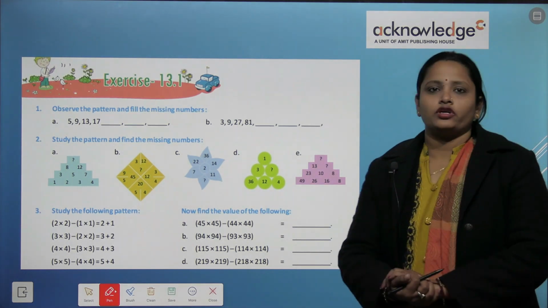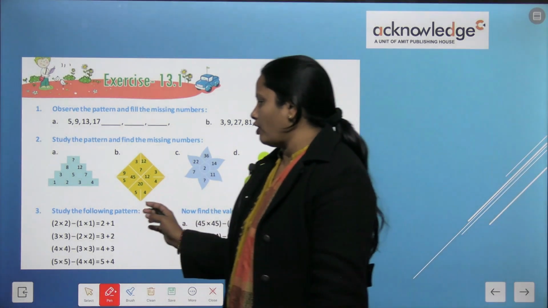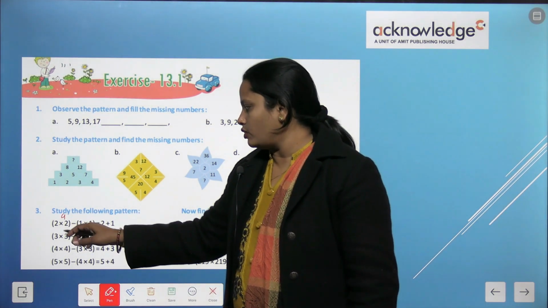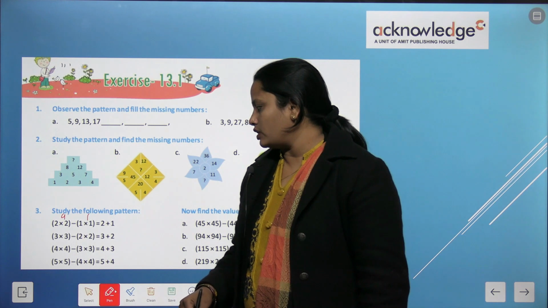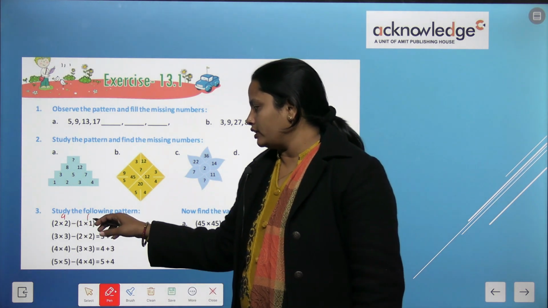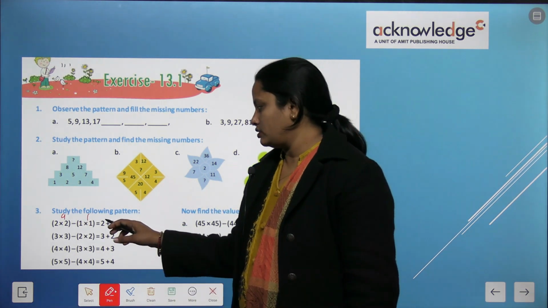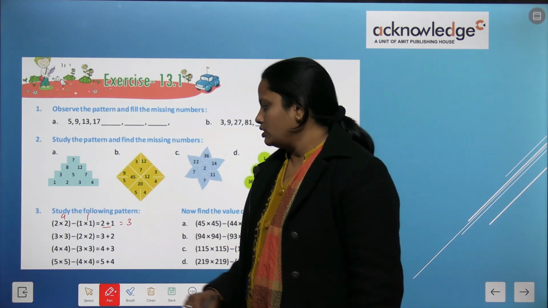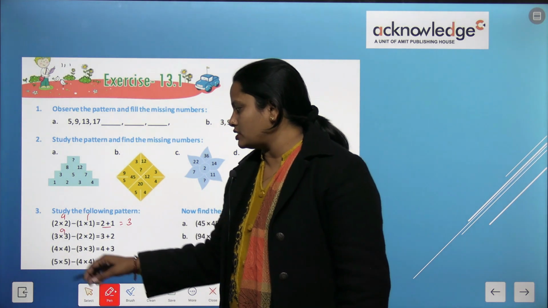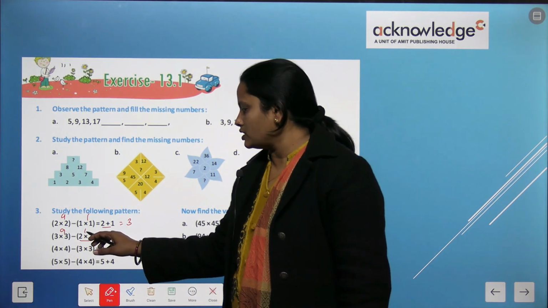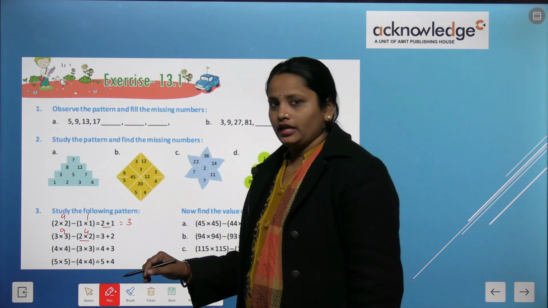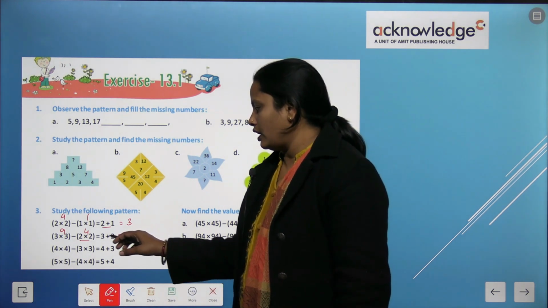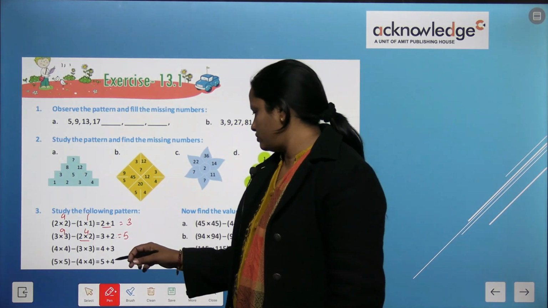Now let's move to question number 3. Here you have to study the following pattern. Let's see what's written here. 2 2 times is 4 and 1 1 times is 1. So 4 minus 1 is 3. So 2 plus 1 is 3. Next 3 3 times is 9. 2 times is 4. 9 minus 4. So it's 5. And 3 plus 2 is again 5.